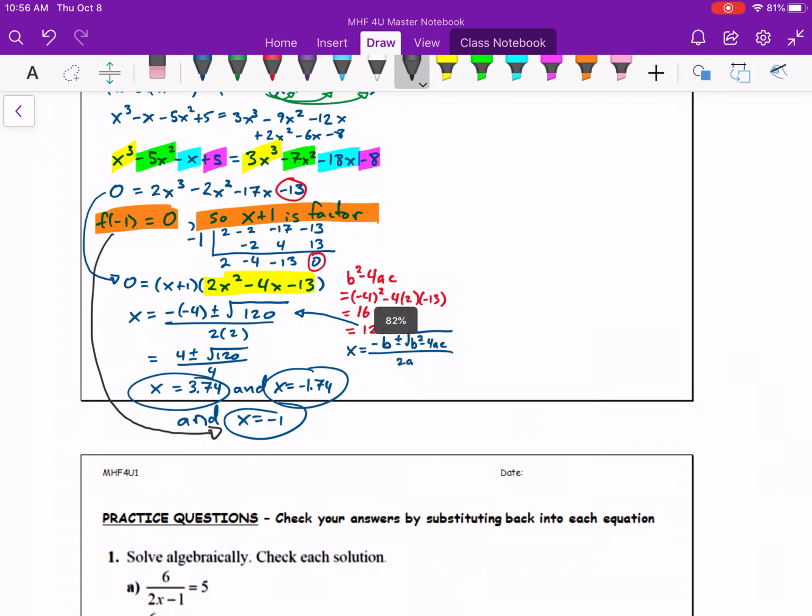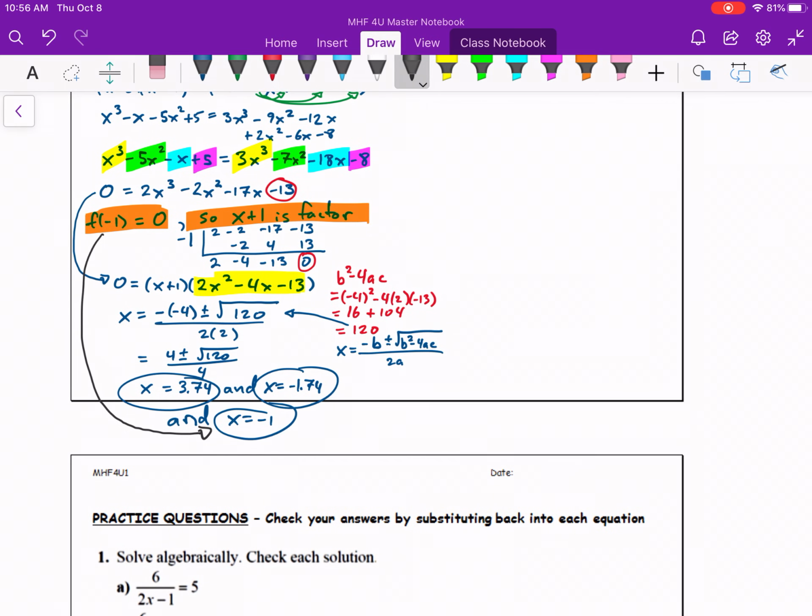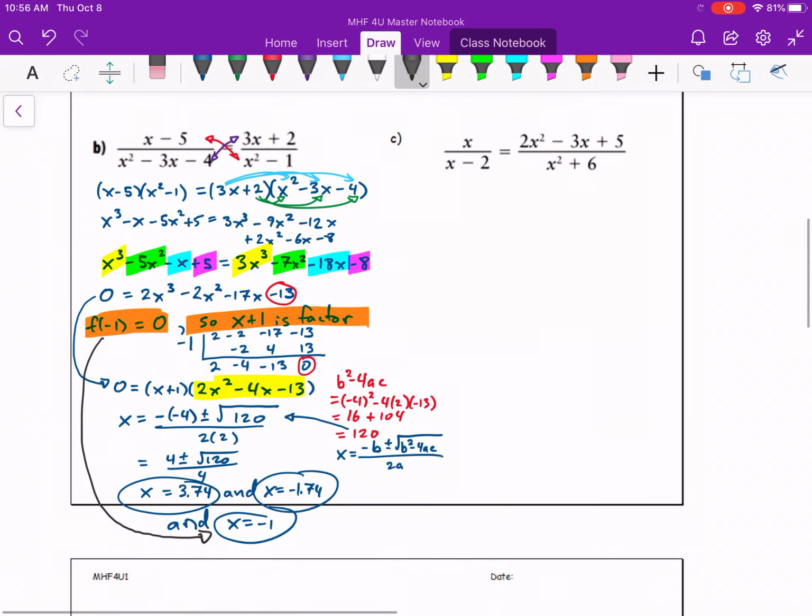So there's 3 solutions to this. We did it all algebraically. We could confirm it on Desmos, but now we know how to do it using just the math calculations.